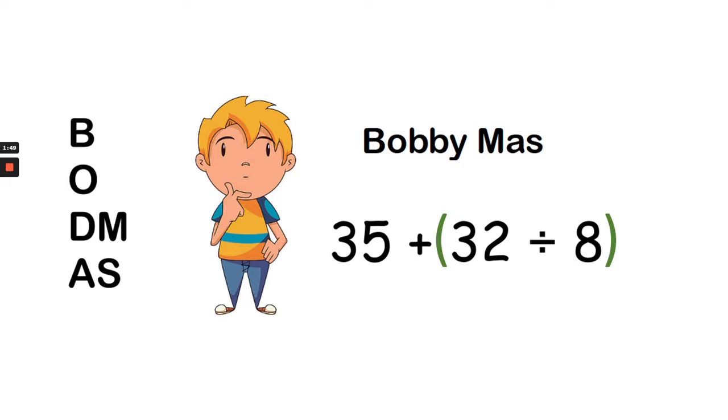32 divided by 8 gives me 4, and I'm going to pop it there just as a note because I want to write out this equation again. Now I've got 35 plus 4. 35 plus 4 is equal to 39. 39 is the answer to this equation. Well done, Year 6.